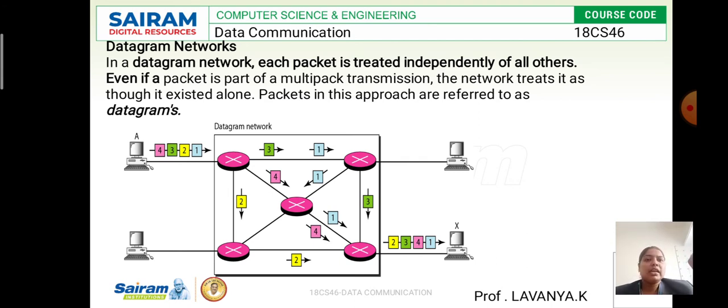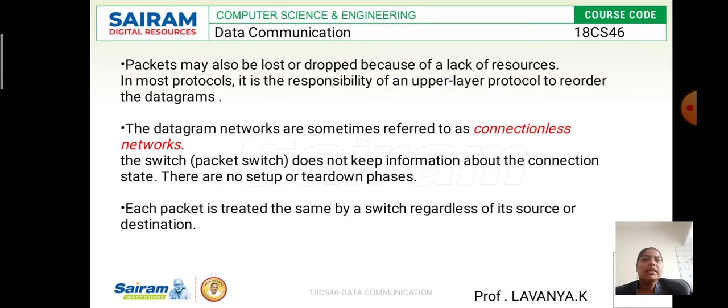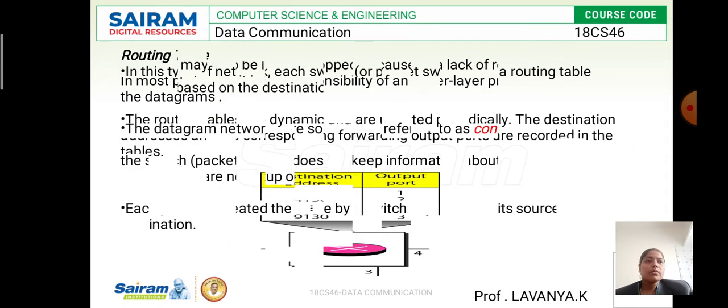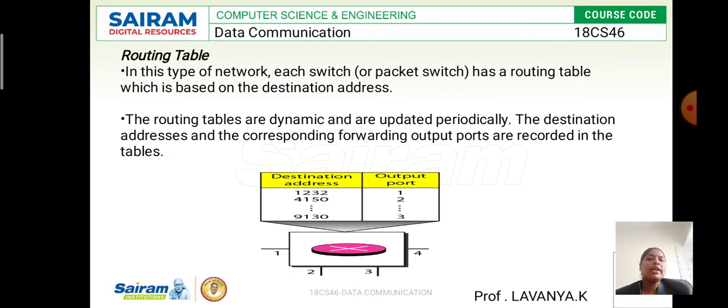This is what the datagram network will do. The next one is the routing table, which is very important here. The router is helpful for fetching the destination address, and it can use the ports, that is, whatever data we are sending, the first data, second data. Based on that, they are going to reach that particular data at the proper time to the destination. So this is the routing table.